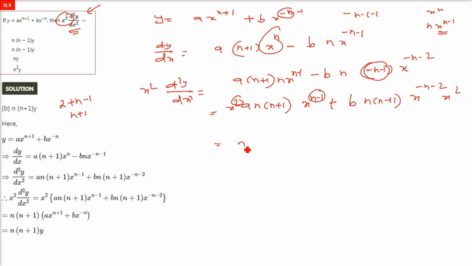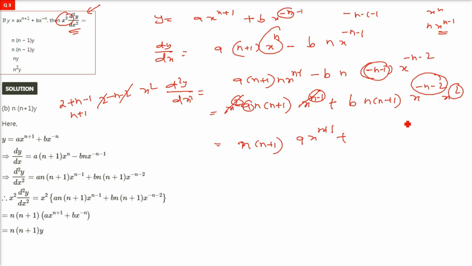So you have a, see, n plus 1. We already have ax to the power n plus 1 in y, so we are eyeing upon getting y again. What I am trying to do here is, we know that ax to the power n plus 1 is already there. So whatever is left, just take it outside, right? Just take it outside.